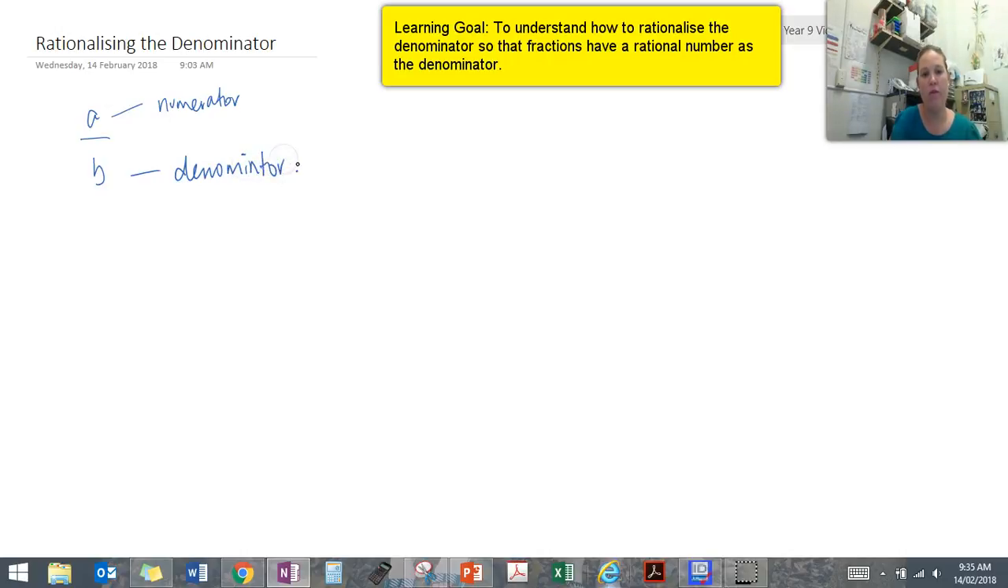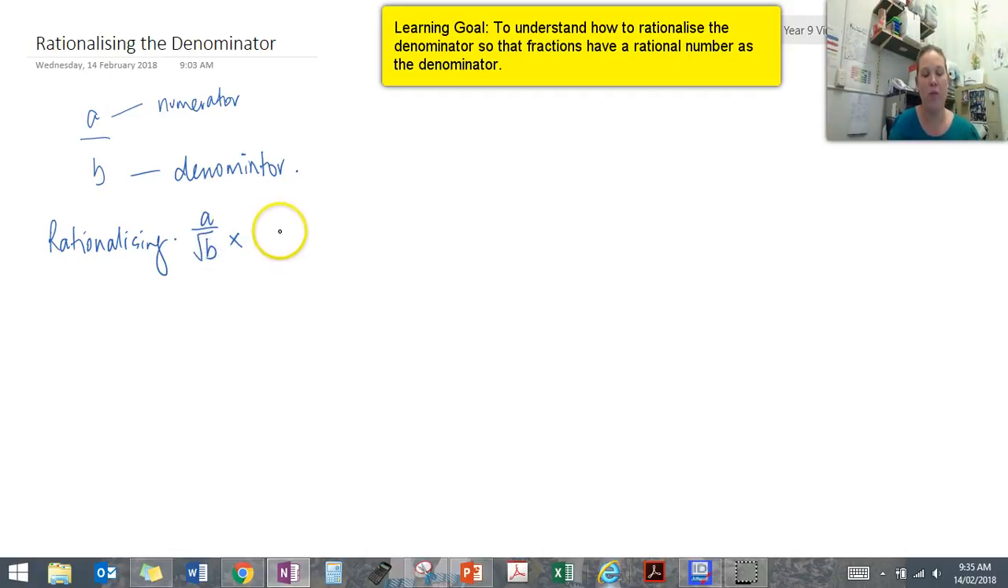Now whenever we work with fractions, being able to have a denominator that's the same makes all of our work much easier. It also helps if we have a whole number there, and this is the part that we're going to be looking at: how we can get rid of surds in our denominator. To do that, we do a process that's called rationalising, thus rationalising the denominator.